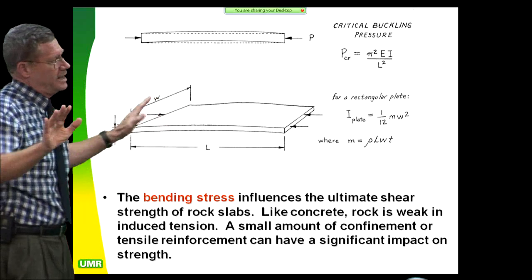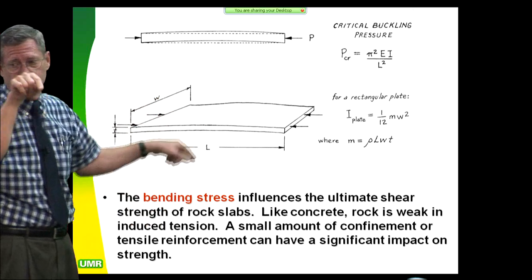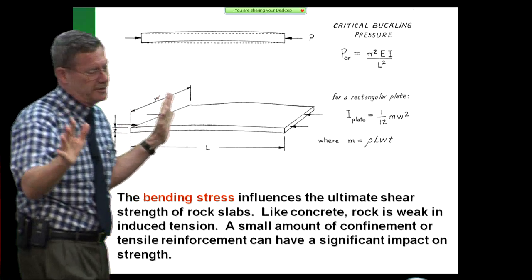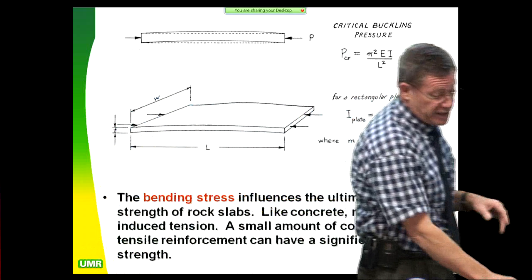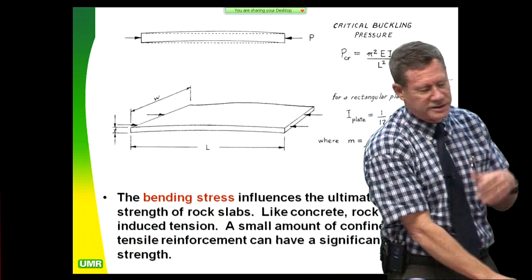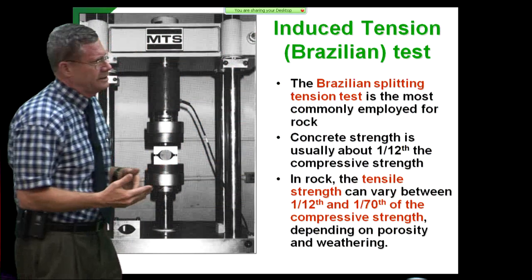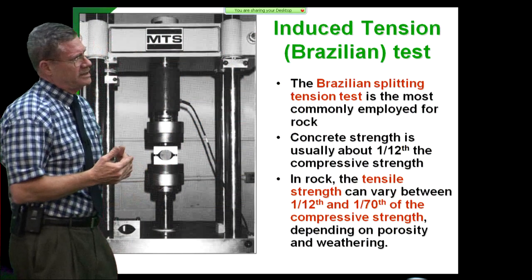What you're going to have to do is build a dam against it and then drill holes and grout. You better do a good job of grouting because you're not going to be able to hold all these things down, even with rock bolts. They tried to do that at Glen Canyon. They got 700 rock bolts on both abutments. So what we use is something called the Brazilian test, the Brazilian splitting tension test.